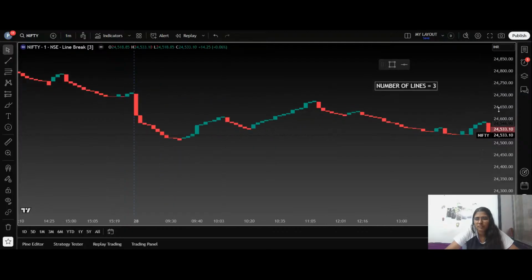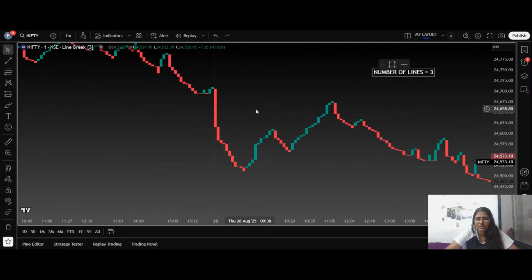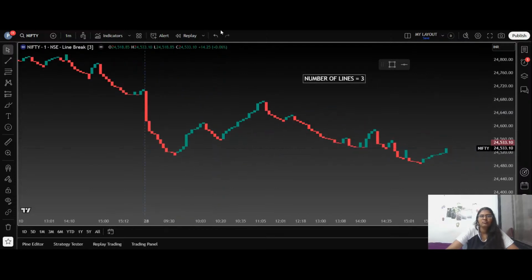Suppose here is a line break chart. So a new line is drawn only when the price closes above or below the previous lines by a certain amount. The direction changes only if the close moves against the trend enough to break the number of previous lines. I hope this is not that much clear to you, so I'm going to tell you this again.